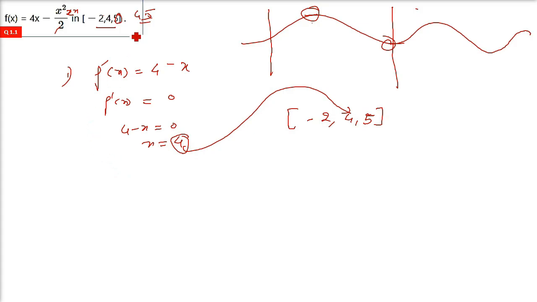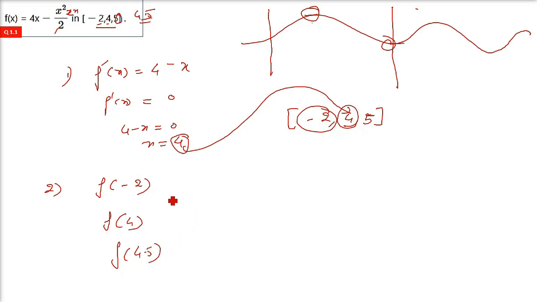The next thing we do is take all these critical points. Since the critical points are already with us, we just have to find the minimum and maximum value. So we place these three values given in the question in the original equation, which is 4x minus x square by 2. So f of -2 we have to do, f of 4 we have to do, and f of 4.5 we have to do. I'm placing the -2 value in the original equation, 4x minus x square by 2. Here also f of 4 is 4 into 4 minus 4 square by 2.